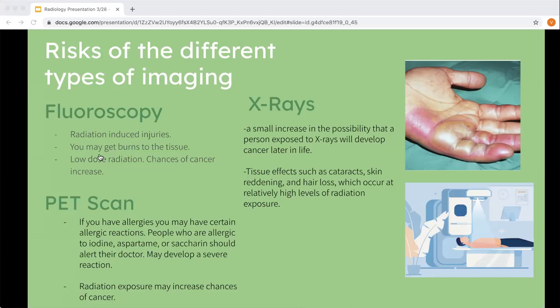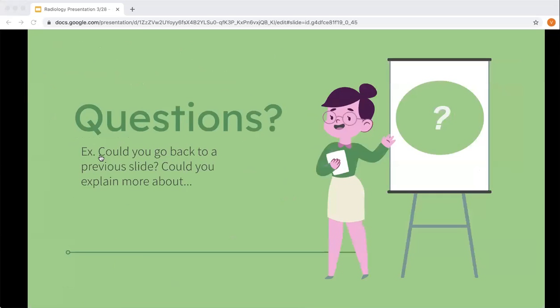That's it for the different types of imaging and the risks of different types of imaging, and next up we have the questions. So if you have any questions, like could you go back to the previous slide, or could you explore more about a specific topic, you can type it in the chat.